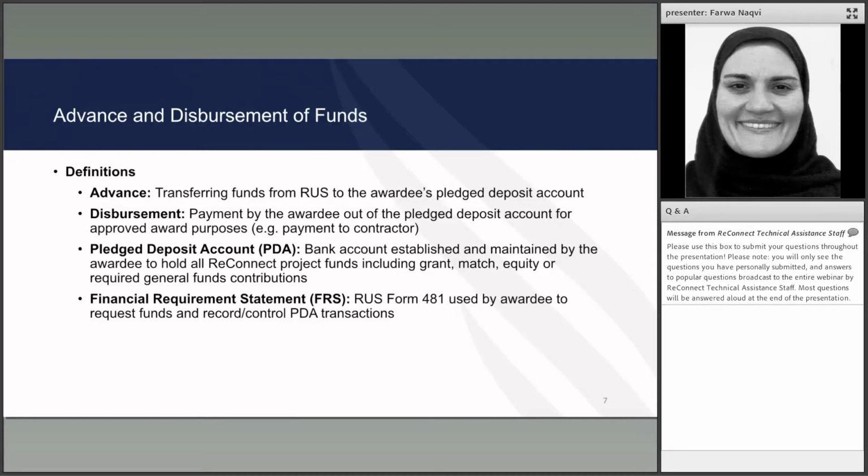The third key definition here is a pledge deposit account, and this is an account that all ReConnect awardees have to establish that will be used to deposit all grant, loan, match, and equity funds. And the last definition is a financial requirement statement, or short for an FRS. This is a standard form, RUS Form 481, that is used by the awardee to request award funds. It is also used to record and control transactions that happen in the pledge deposit account.